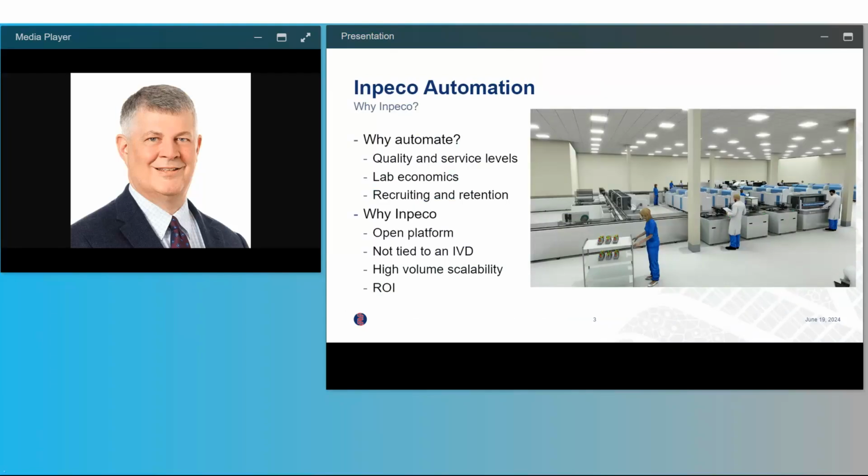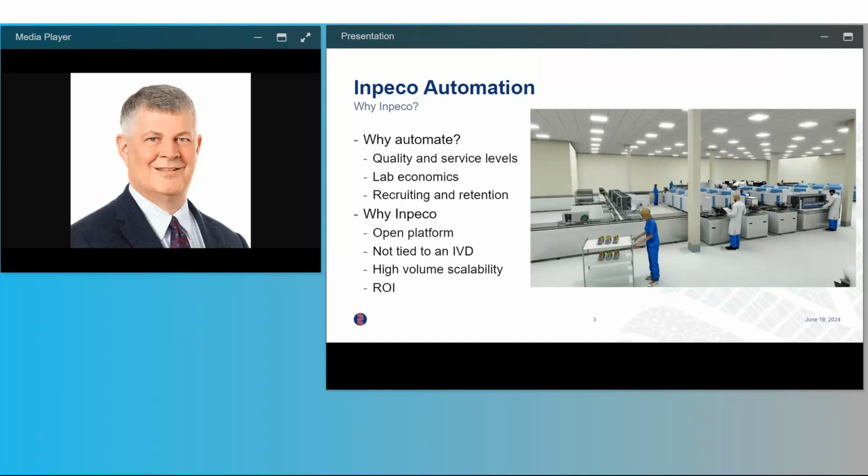So why Inpeco? Why automate? A hallmark of our laboratory is every decision we make is based around quality and around our service levels. We're not interested in anything that doesn't, at a minimum, maintain where we are today, and preferably grow that service and grow that quality and provide continued increases and improvements to our customer base.